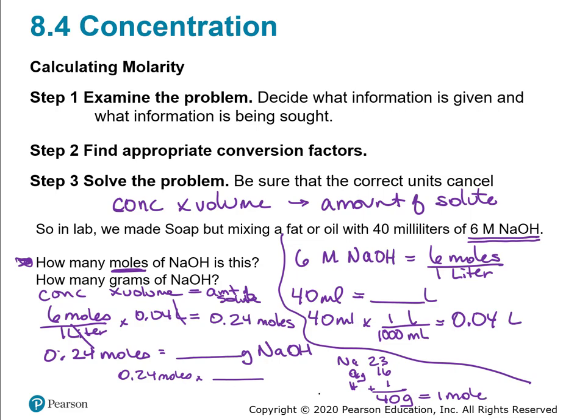And remember that you use this as a unit conversion. So if I have 0.24 moles, I'm going to put moles on the bottom. The answer I want is grams. Grams goes on top. Grams gets the 40. Moles gets the 1. So 0.24 times 40 is 9.6 grams.